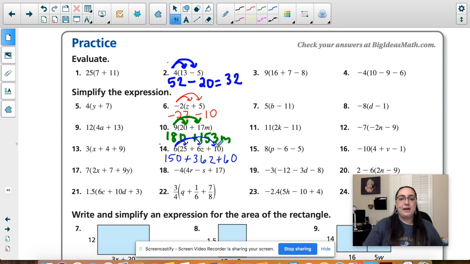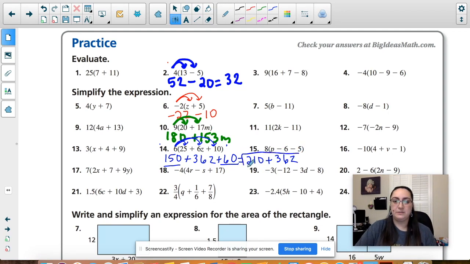Now I noticed that we have some like terms, so you do have to combine your like terms. Remember, like terms have the same variable, same exponent. In this case, you have a constant and another constant. So we're going to combine 150 and 60, and we end up with 210. I'm going to write it here on the side, 210, and then plus, we still have the 36z. Now we cannot combine these two, so that's our final answer here.